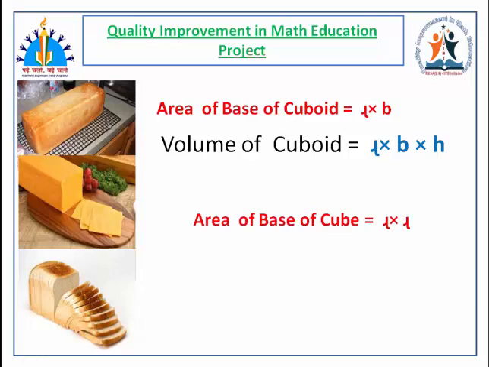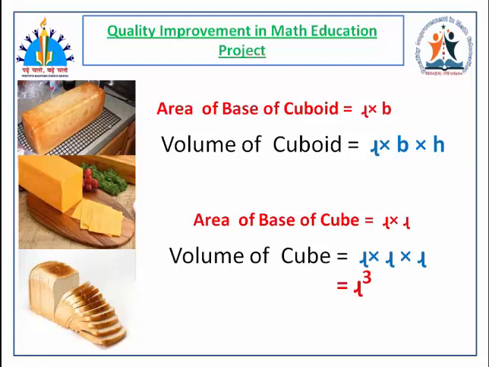Same way, if we think about the cube, area of a base of a cube is a square, and if we put L squares with the same area on each other, we will get the volume of cube is equal to L cube.